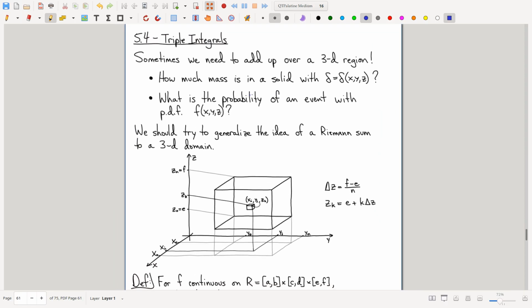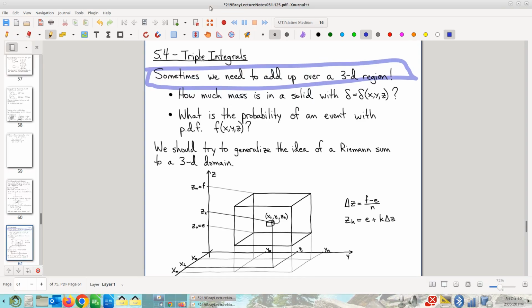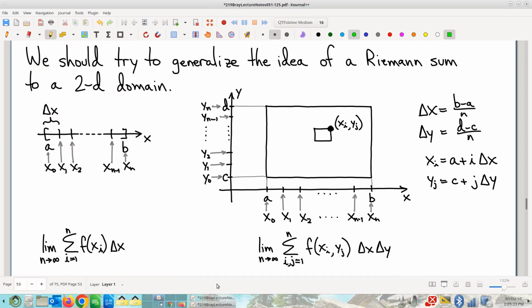Yeah, triple integrals. Here's the big idea. Sometimes we're chopping up and adding up, not over an interval, not over an area. Sometimes we're doing it over a three-dimensional region. So let me just remind you, our strategy for that, chopping up and adding up, this is several pages back when we were first defining double integrals, and we made the observation that if you have an interval, you chop it up into little pieces, make an argument on each little piece appropriate to the circumstance, and you get a Riemann sum.